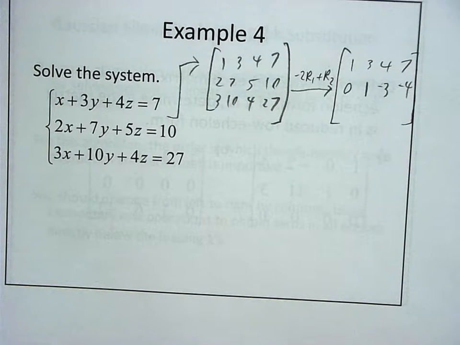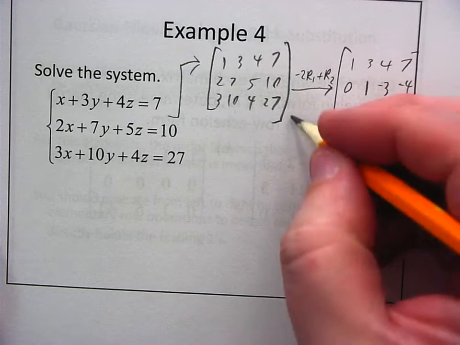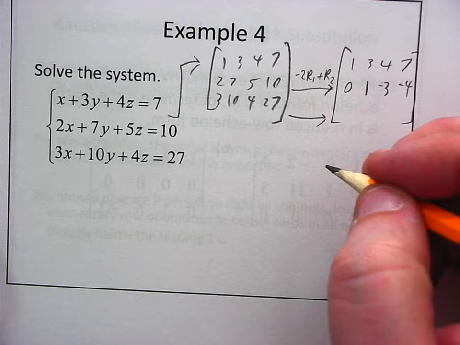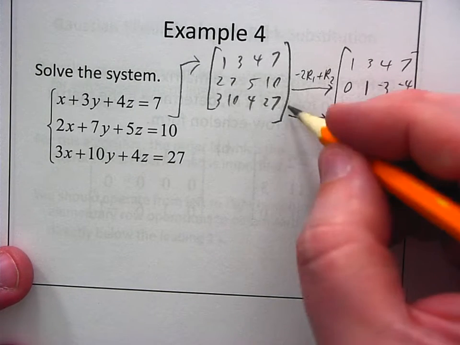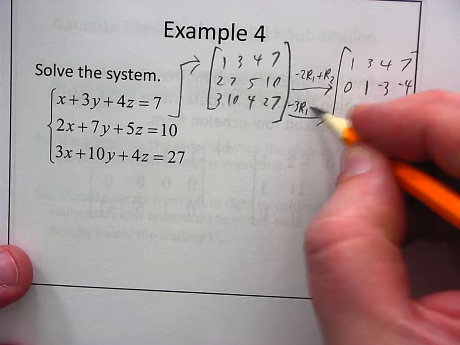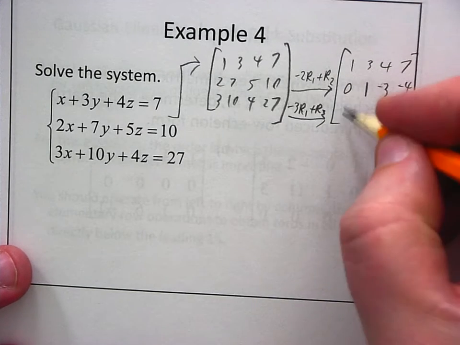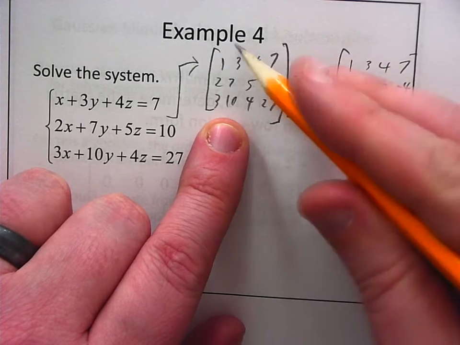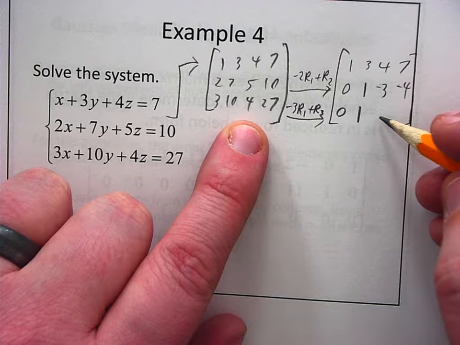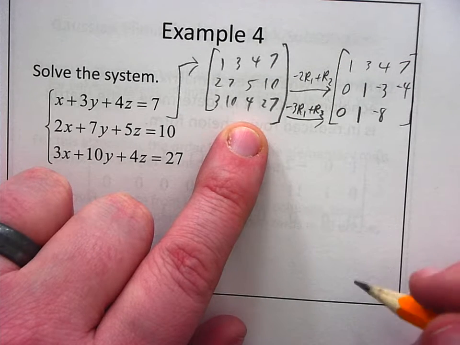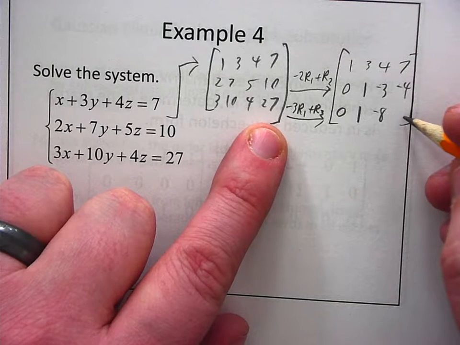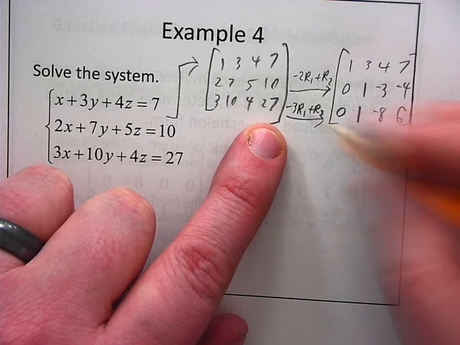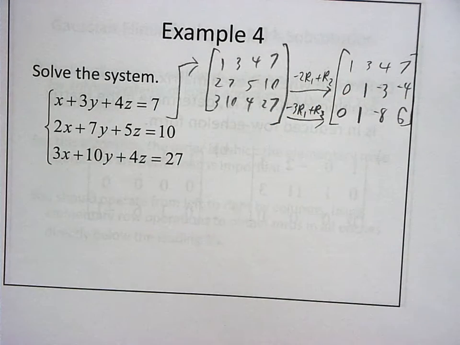Now, I like being lazy, so I'm going to also change the 3 to a 0 as well. Do it in one step. What would I actually need to do in order to do that? Negative 3R1 plus R3. So again, I'm going to get 0 here. What am I going to get for 1? Negative 9 plus 10. Next. Negative 8. Negative 3 times 4 is going to be negative 12, plus 4 is negative 8, and 6. Negative 21 plus 27 gives me 6.